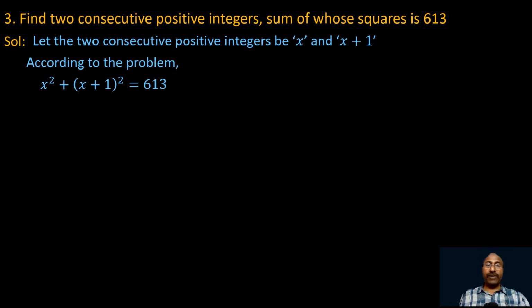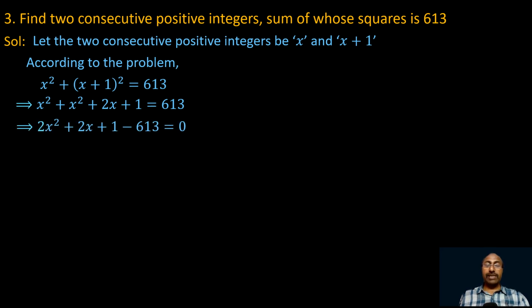So let us simplify this into a quadratic equation, and you can solve the equation by the factorization method. So that is x square plus 2x plus 1 is equal to 613, where we are expanding x plus 1 whole square using the formula for a plus b whole square. Now x square plus x square is 2x square plus 2x plus 1, and transposing 613 to the left side, we get 2x square plus 2x plus 1 minus 613 equal to 0. So the simplified form is 2x square plus 2x minus 612 equal to 0.